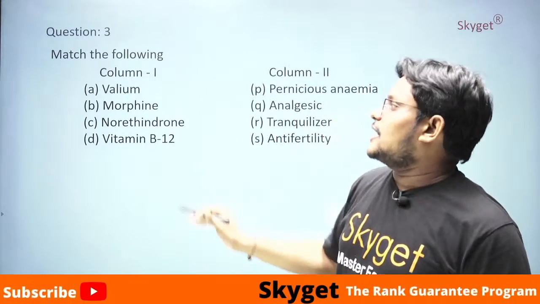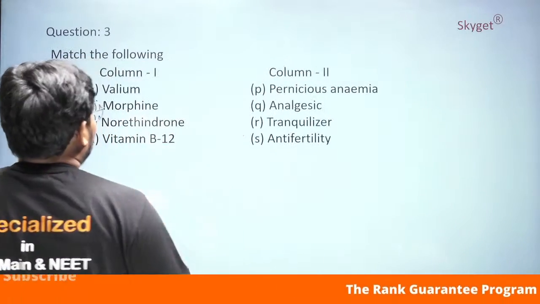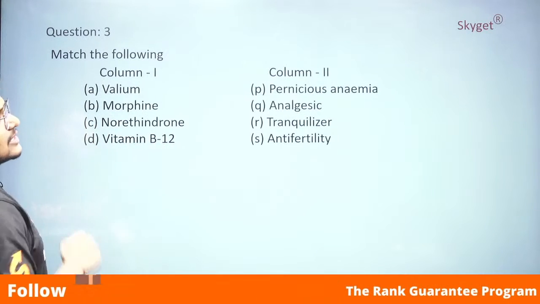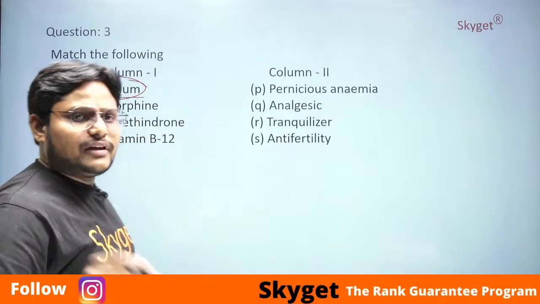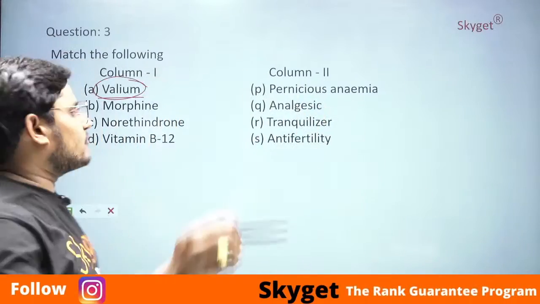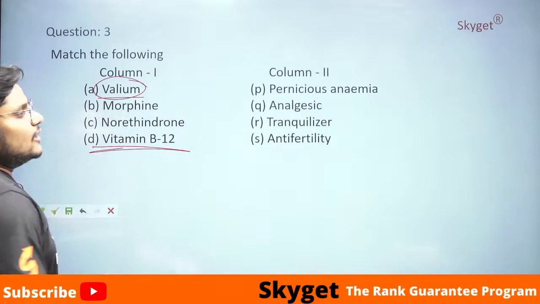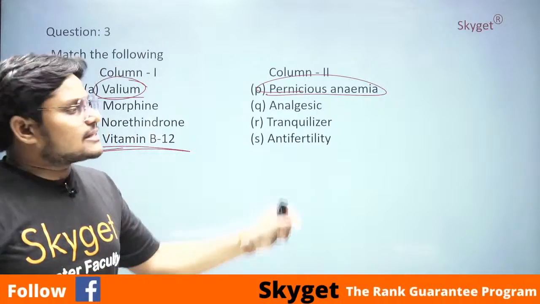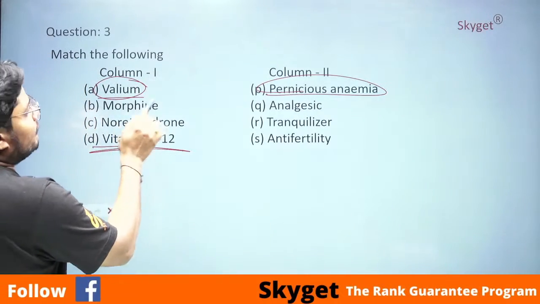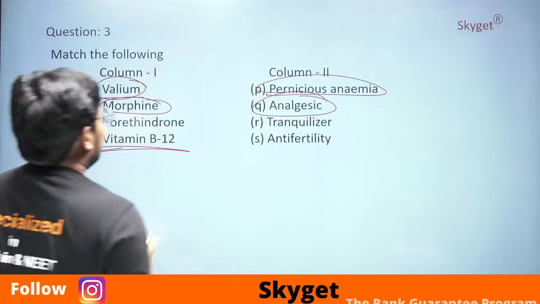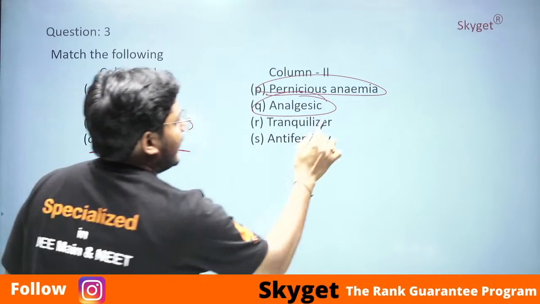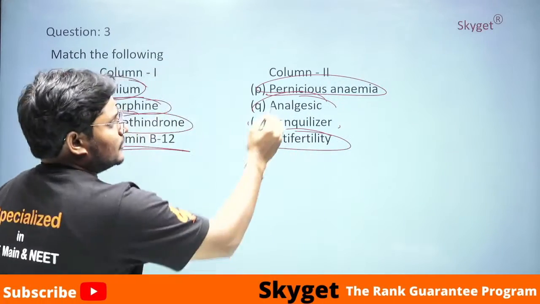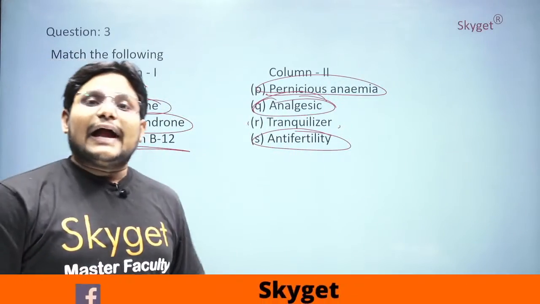Why? Because if you see here, they asked about morphine, they asked about norethindrone, and they asked about vitamin B12. Sir, why are you not discussing valium? There is a reason for that. Because for vitamin B12, the deficiency disease is pernicious anemia, whereas morphine is an analgesic, whereas norethindrone is an anti-fertility drug. It is used as an anti-fertility drug.